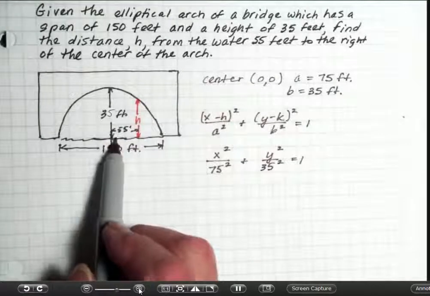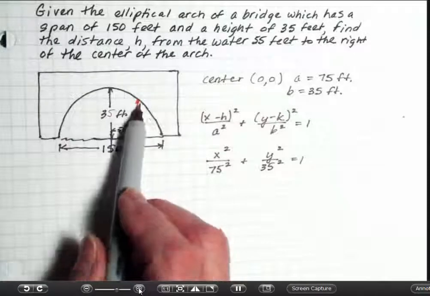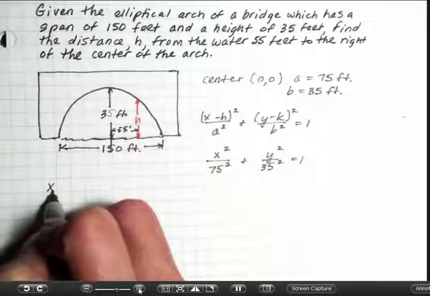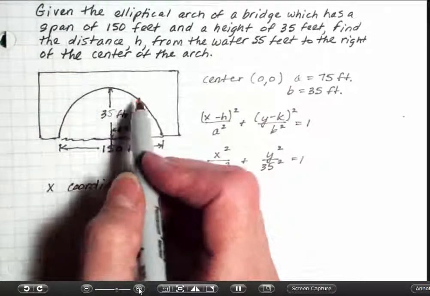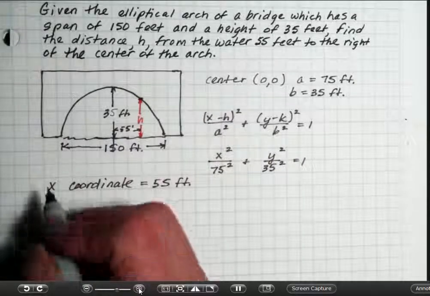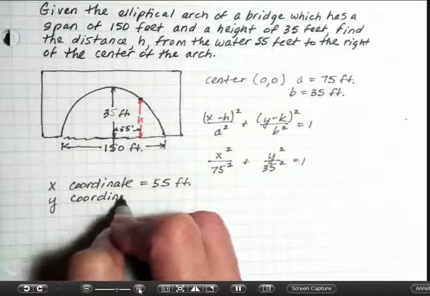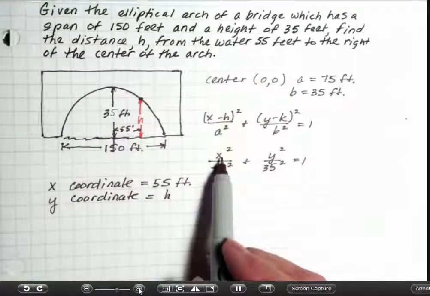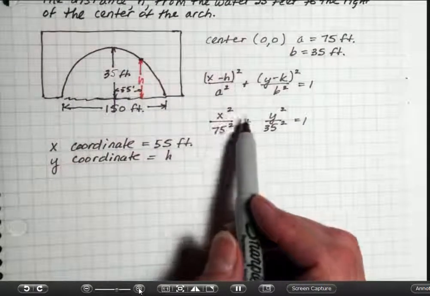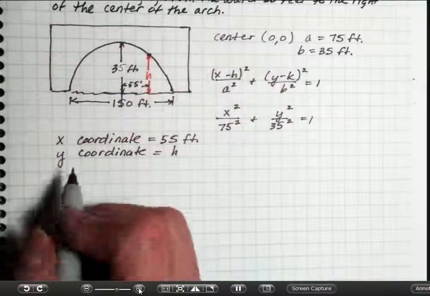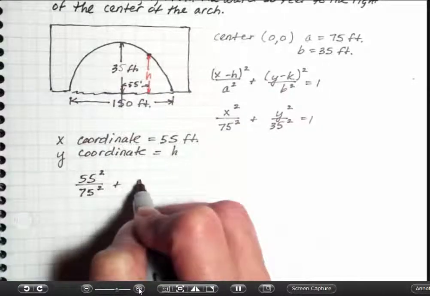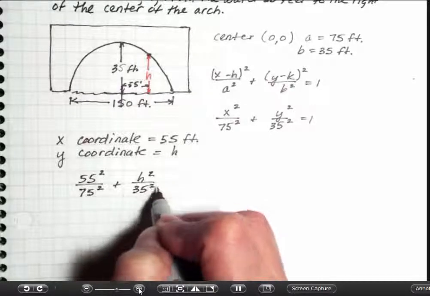I need to figure out what happens to it when it is 55 feet from the center. What is its height? So my x coordinate from the center to a point is equal to 55 feet. I'm basically finding what this point on my ellipse is going to be. My y coordinate, I don't know. That's my h. So I'm going to have my y coordinate equal to h. I'm going to plug these values into my equation, putting 55 in for x and h in for y. So I end up with 55 squared over 75 squared plus h squared over 35 squared equals 1.